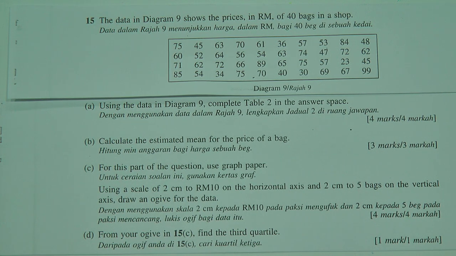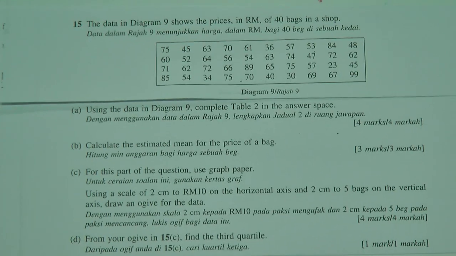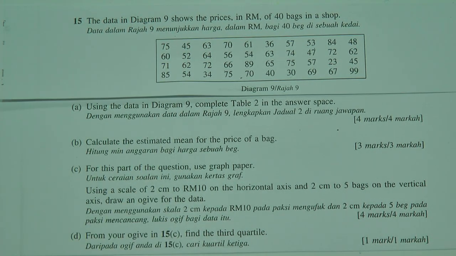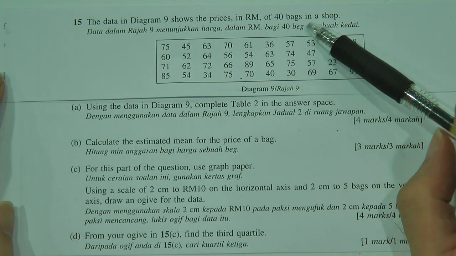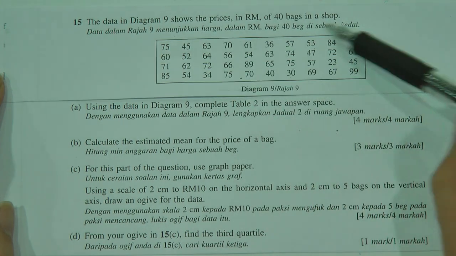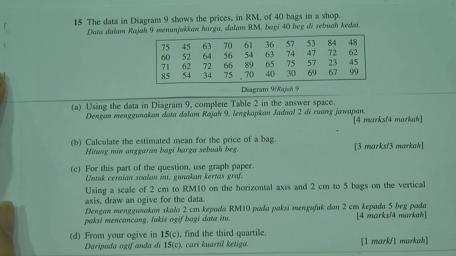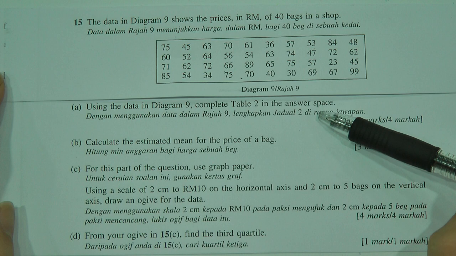In this video I'm going to do the full demo on how to solve a question like this and how to score 12 marks on it. First we're going to see the question. He mentions the diagram. Diagram 9 shows the price in RM of 40 bags in the shop. So here you have 40 bags, and all the bags have different prices. Now he says, using the data in Diagram 9, complete Table 2 in the answer sheet.